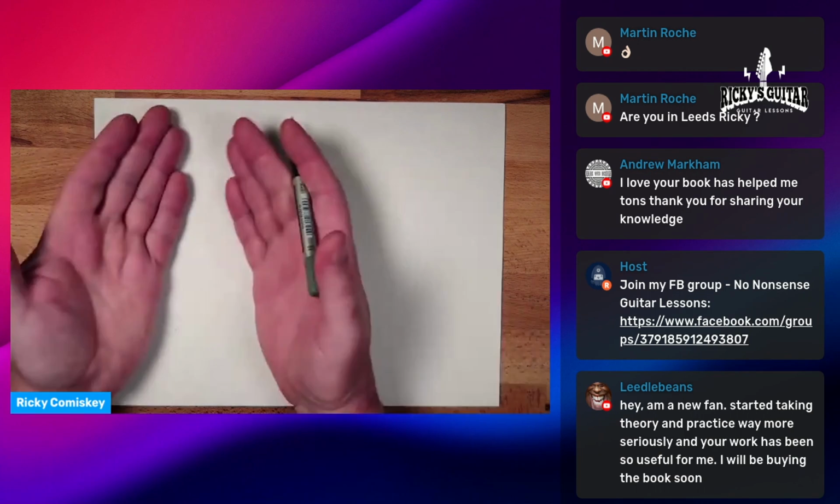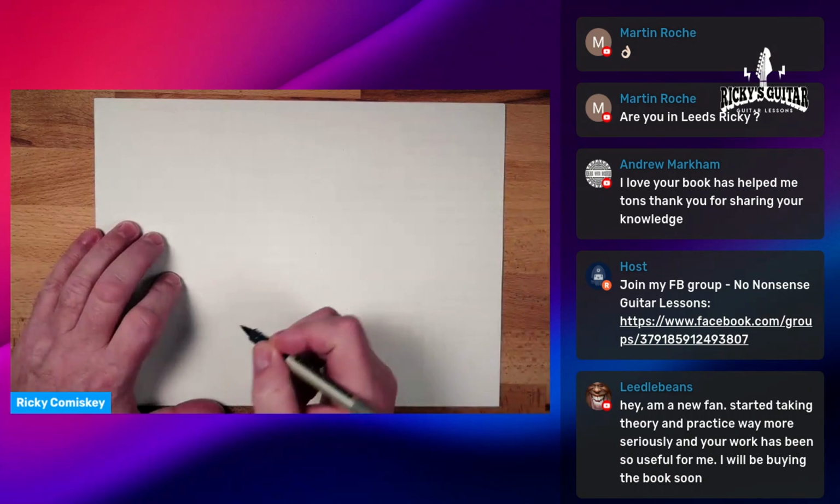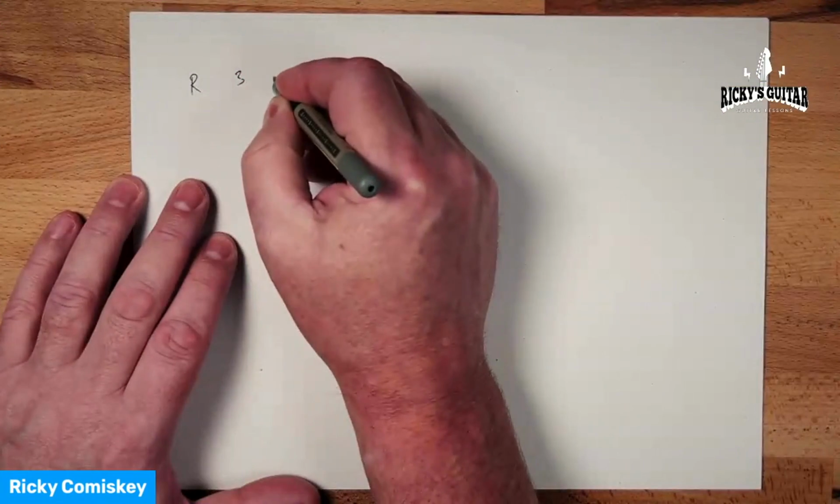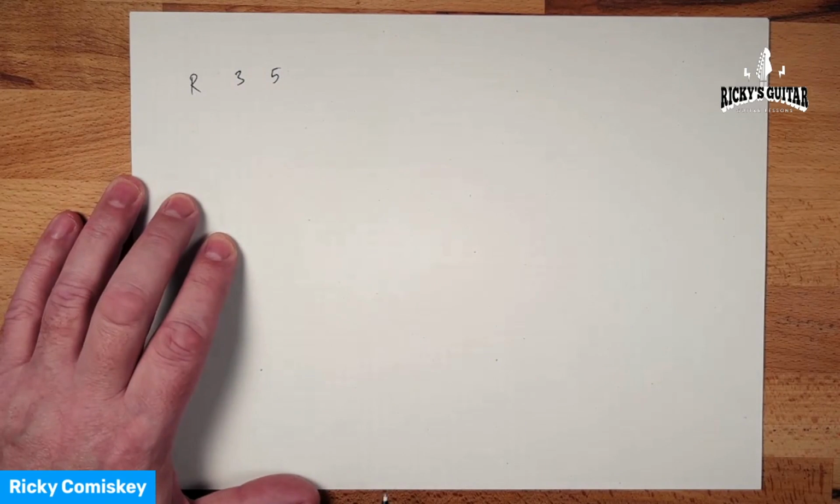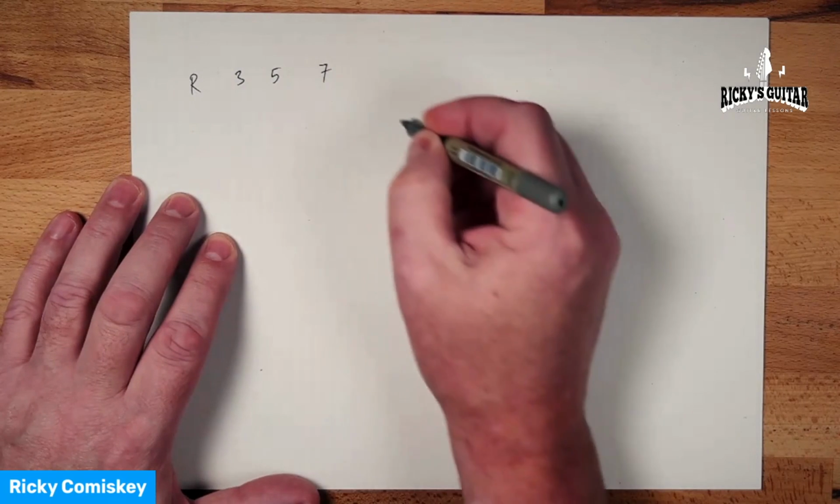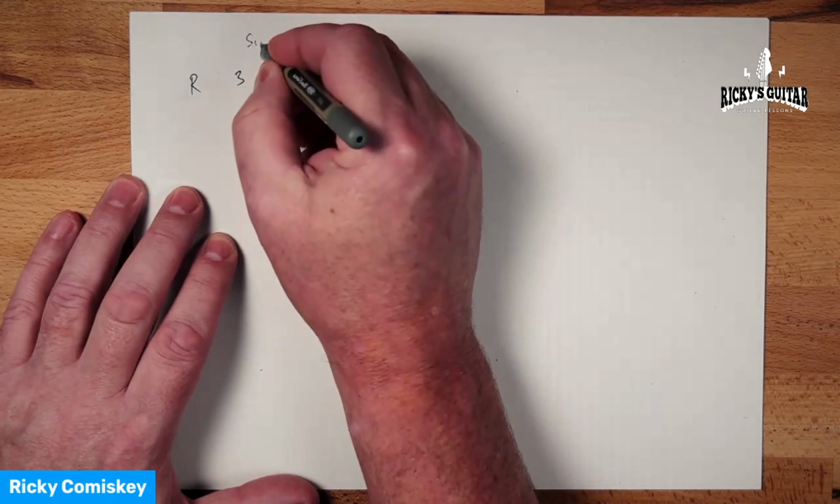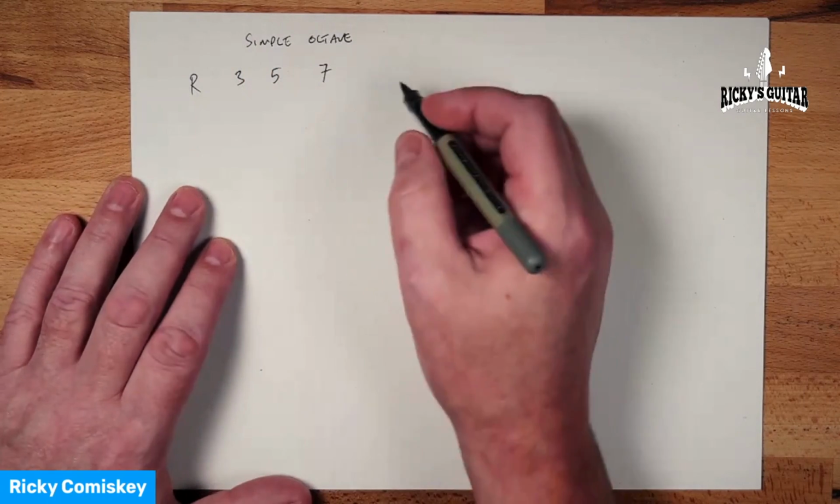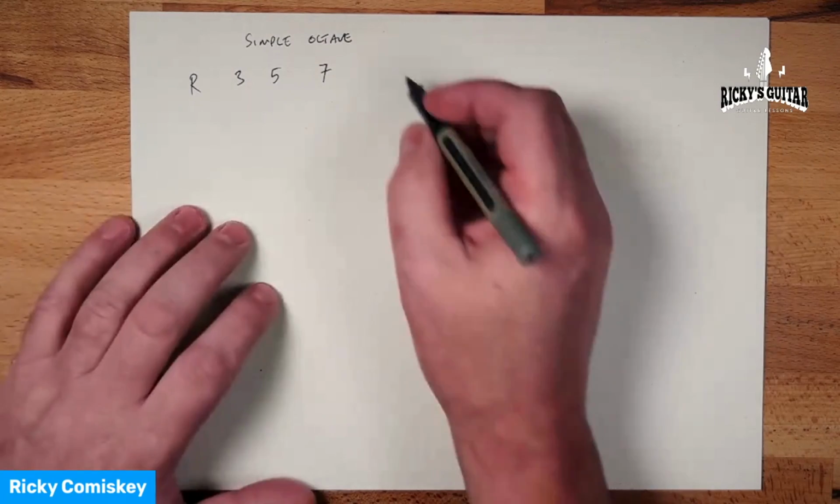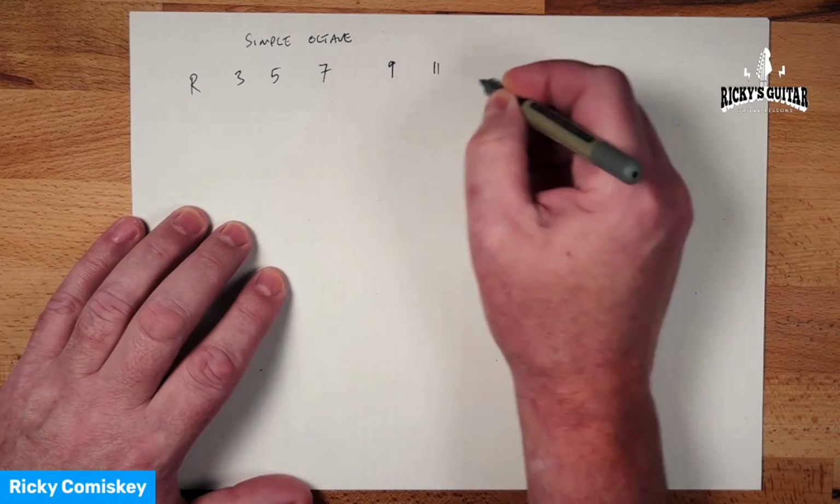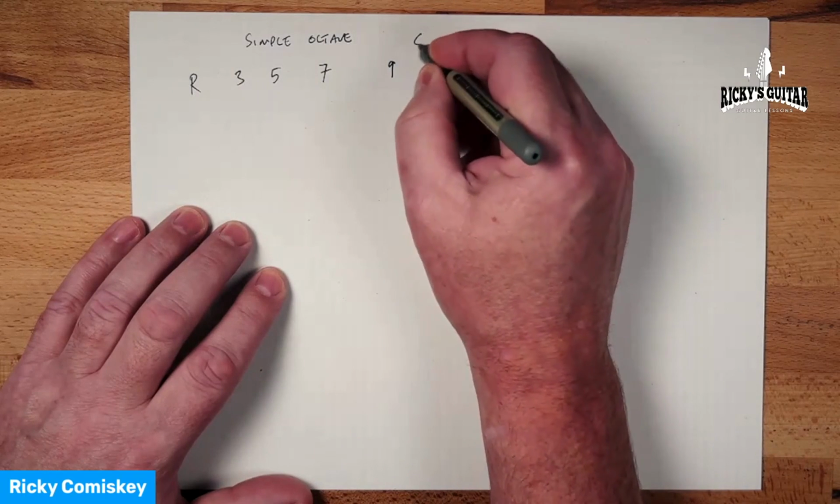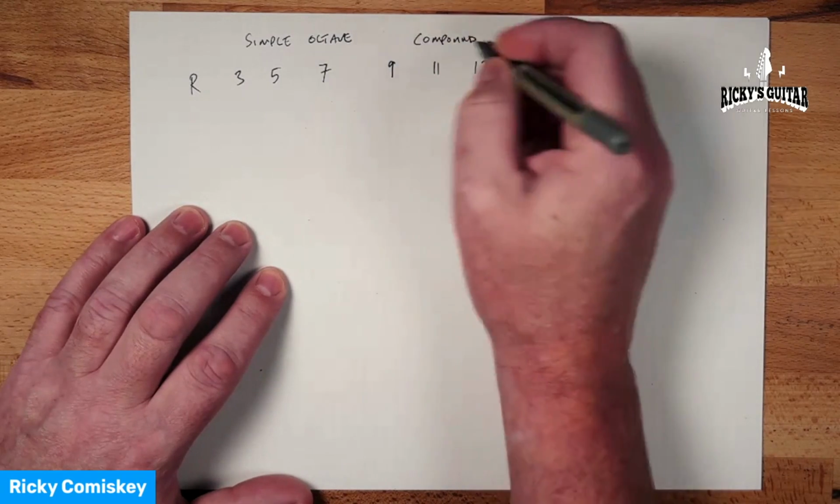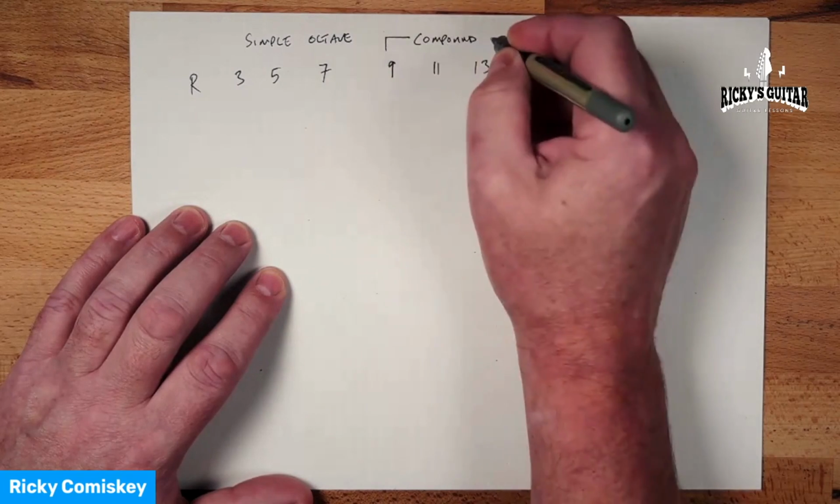Let me just recap what happened in last week's lesson, because we are continuing that stream of thought. So we took the major scale and we realized that we have a root, we have a third, we have a fifth. This gives us the triad, and then we have a seventh. That there is in the simple octave. And then what happens is the octave begins again, and we get the 9th, the 11th, and the 13th. And this is in the compound octave.